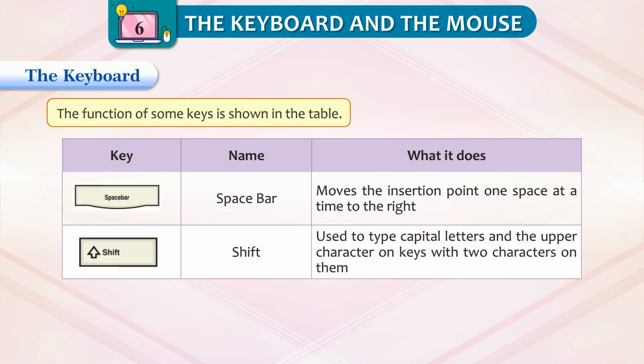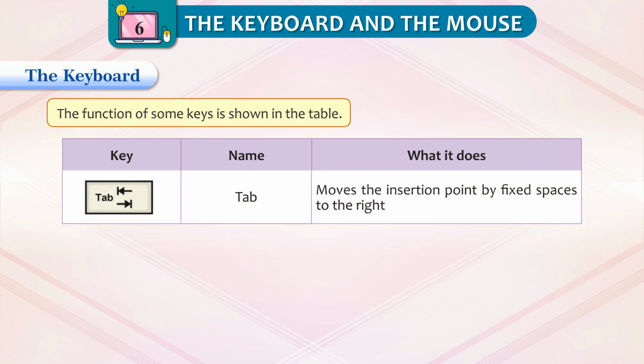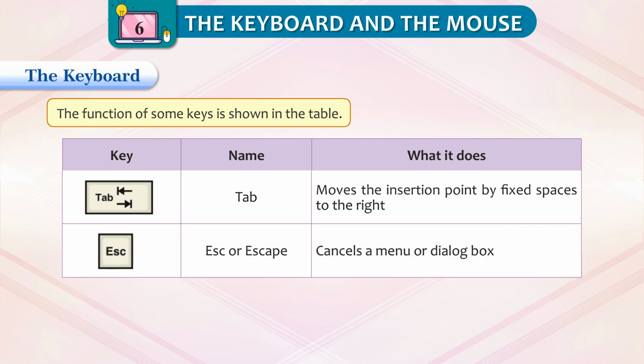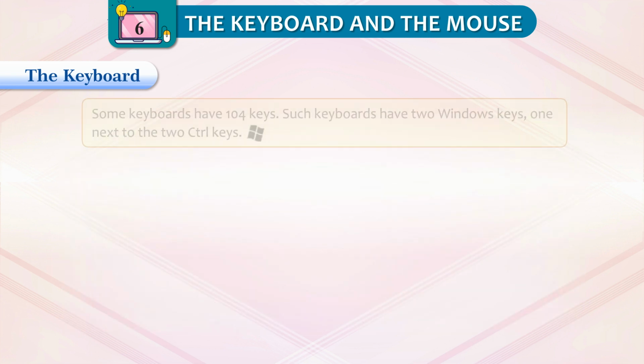Shift, used to type capital letters and the upper character on keys with 2 characters on them. Caps Lock, locks the keyboard so that it types capital letters. Tab, moves the insertion point by fixed spaces to the right. ESC or Escape, cancels a menu or dialog box. Arrow keys, moves the insertion point within the document without changing the text.